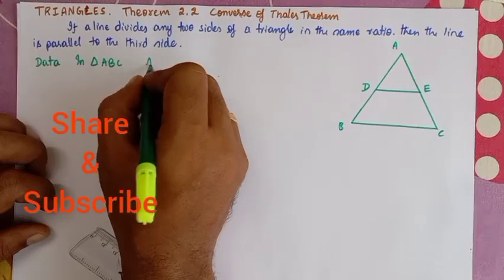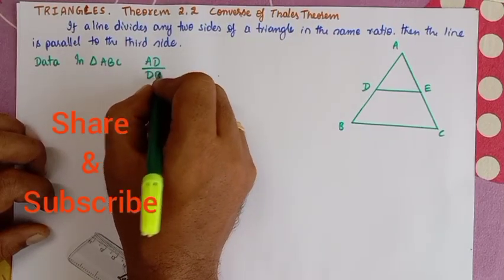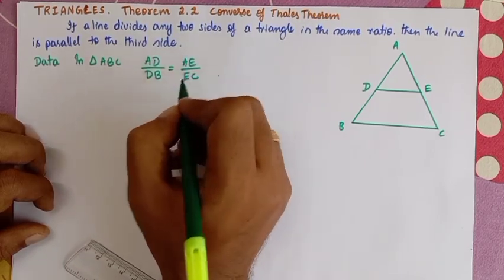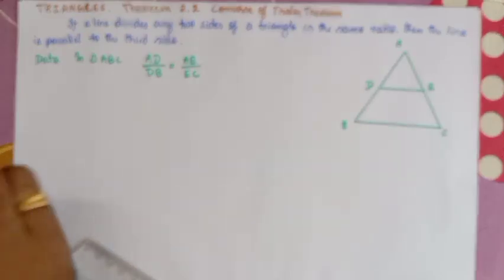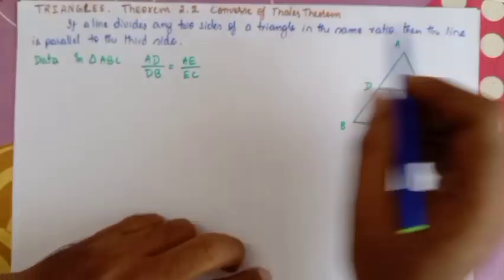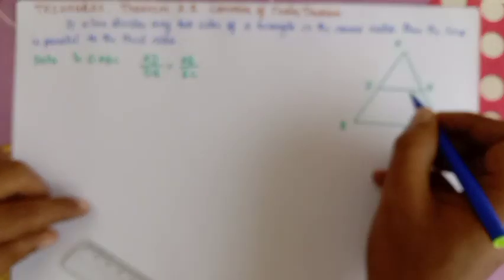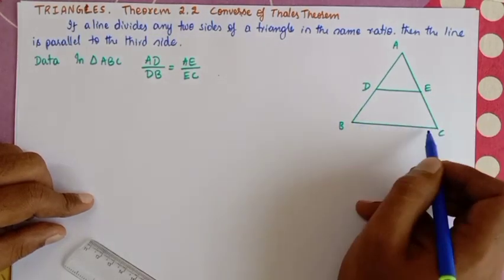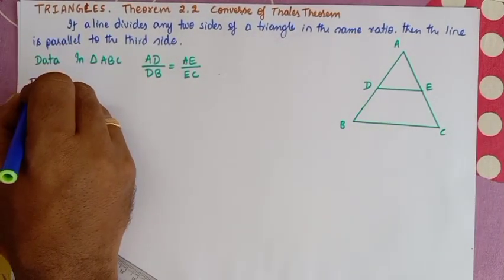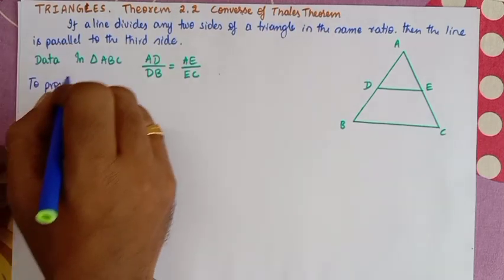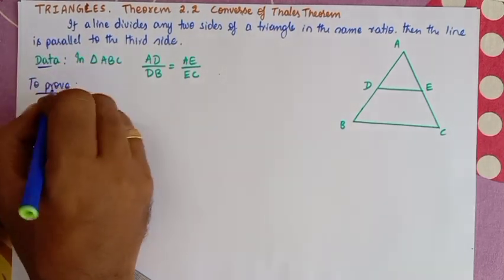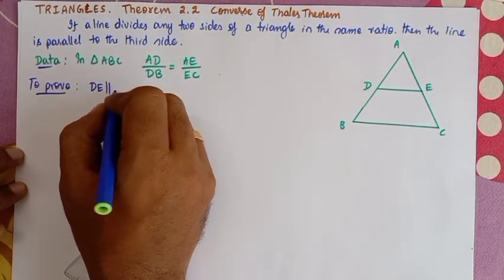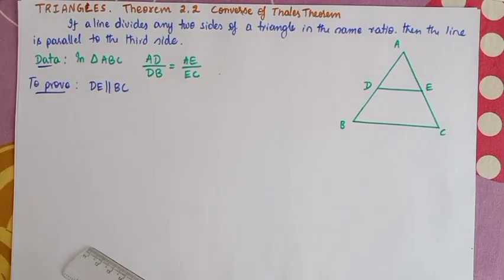So AD by DB is equal to AE by EC. What we have to prove here is that the line is parallel to the third side. So we have to prove that DE is parallel to the third side BC. To prove: DE parallel to BC.